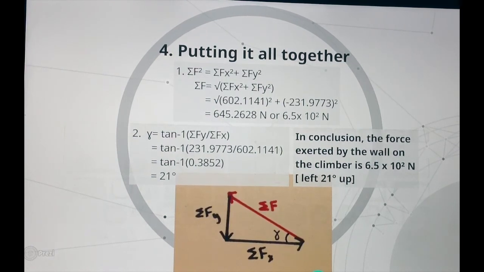In conclusion, the force exerted by the wall on the climber is 6.5 times 10 to the power of 2 newtons, left 21 degrees up.